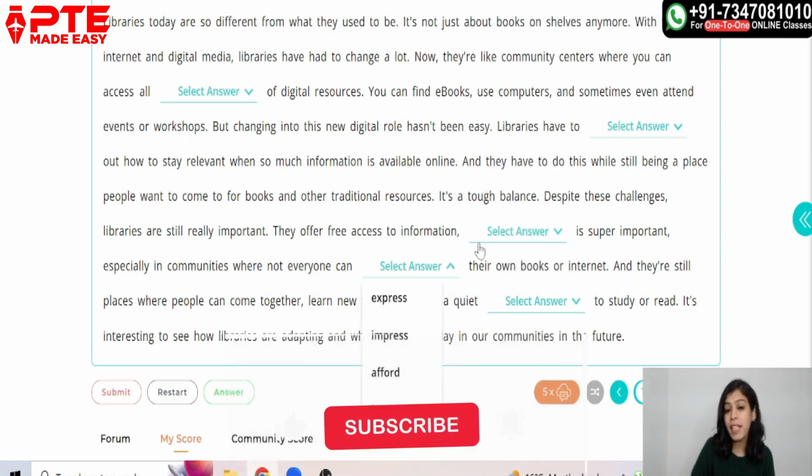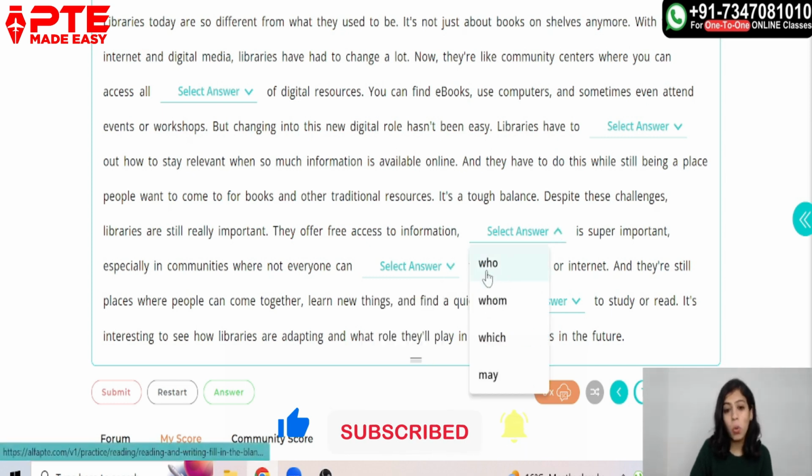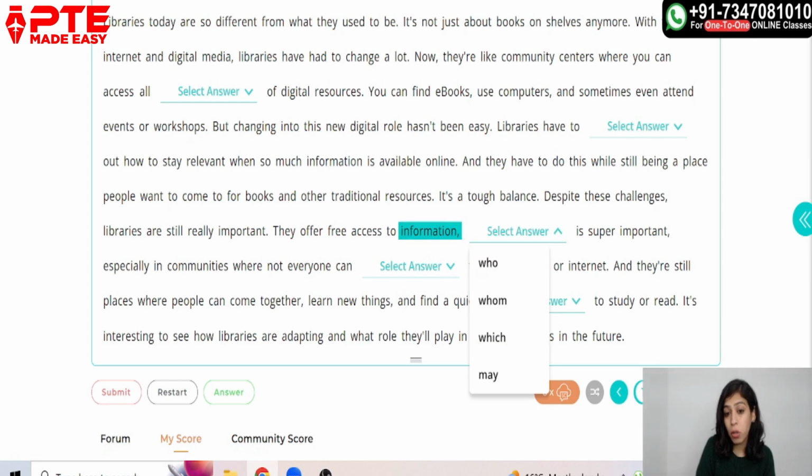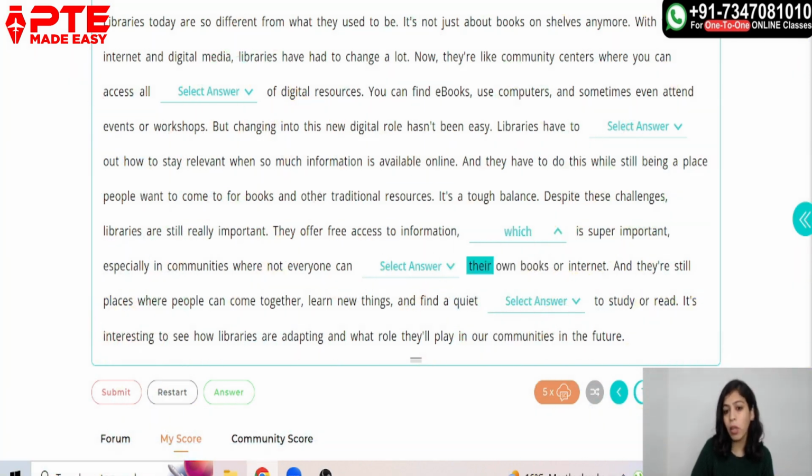They offer free access to information. Who? They are talking about information. It is a non-living thing. We cannot use who for this. We cannot use whom. We are going to use which here. They offer free access to information, which is super important. So we are going to use which for things. Which is super important, especially in communities where not everyone can. Now we have used the modal can here, so we are going to use the first form of verb.